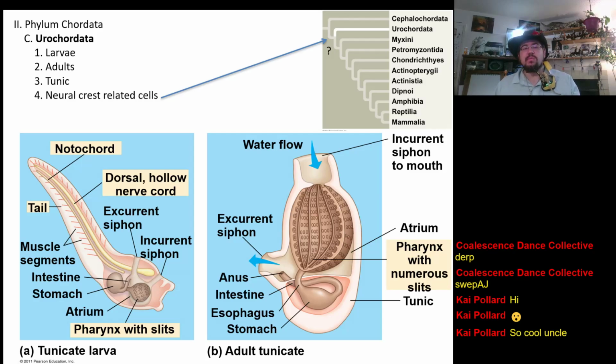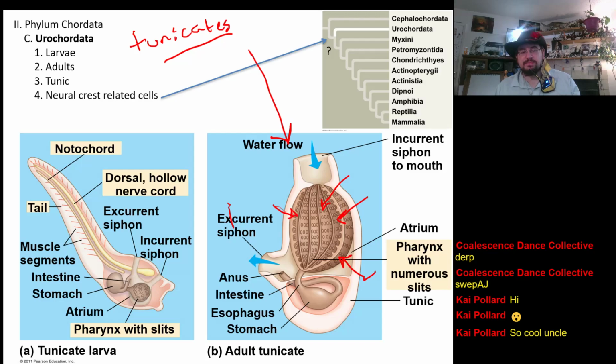Continuing forward, we have phylum Chordata, subphylum Urochordata, the tunicates. Tunicates are so named for their adult form, which is very simple, right? Of the 4 characteristics of the chordates, the adult form has pharyngeal slits. And that's pretty much it.